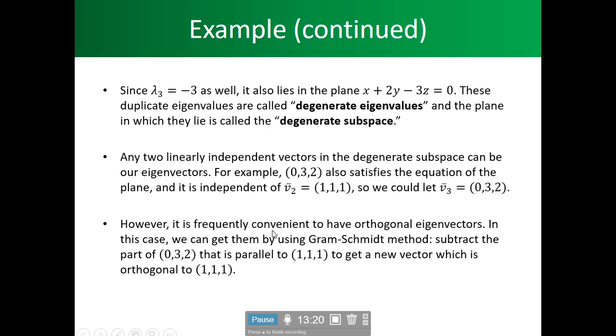However, it is frequently convenient to have orthogonal or perpendicular eigenvectors. In this case, we can get them by using the Gram-Schmidt method. Okay, subtract the part of 0, 3, 2 that is parallel to 1, 1, 1 to get a new vector, which is orthogonal to 1, 1, 1.